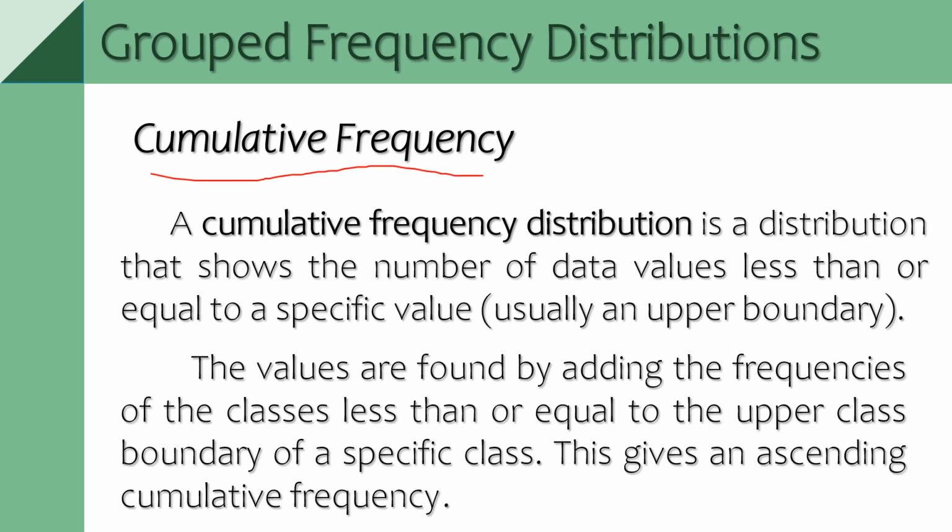So ano naman yung tinatawag na cumulative frequency? It is a distribution that shows the number of data values less than or equal to a specific value. So usually, upper boundary ang ginagamit natin doon. So the values are found by adding the frequencies of the classes less than or equal to the upper class boundary of a specific class. So this gives an ascending cumulative frequency. So ibig sabihin ng ascending, pataas. So paano ba kinukuha yan?